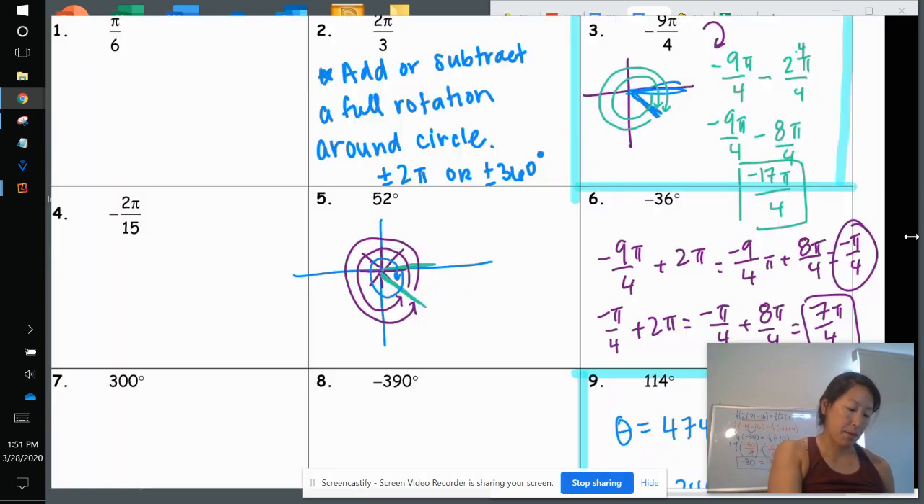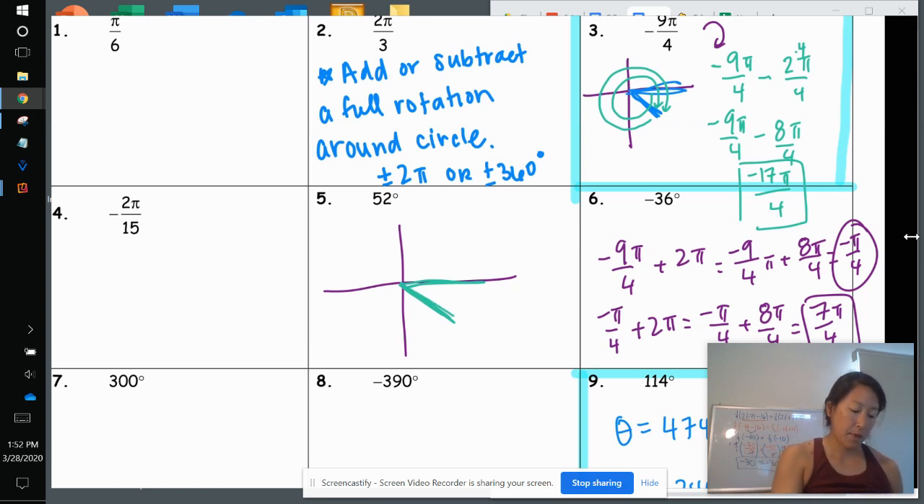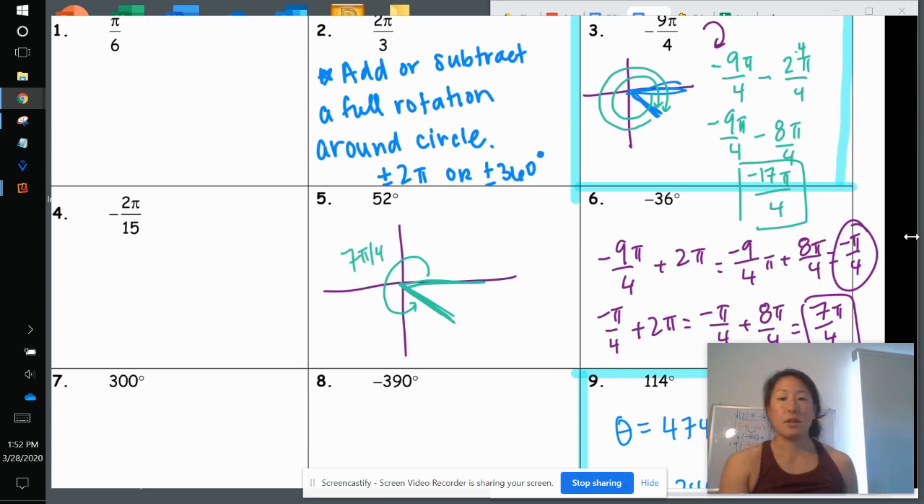And I can see when I take away all of this mess, all these rotations and whatnot, this angle right here, if I go from the 0 and move counterclockwise to this side, this would be 7 pi over 4. So even though the initial side and the terminal side end up in the same place, we got there by spinning a different number of turns or going in a different direction. Okay. Last part.